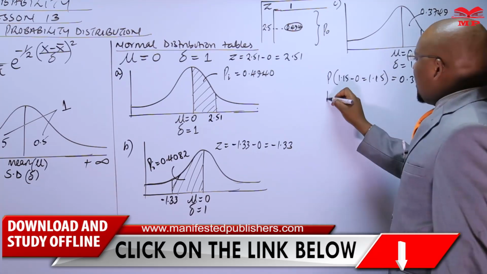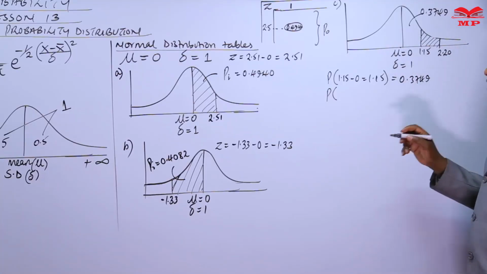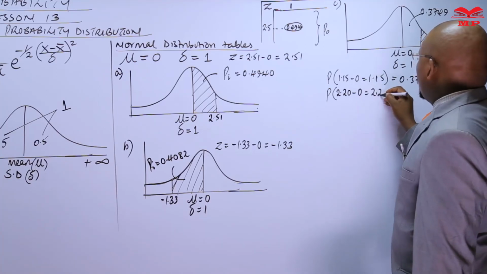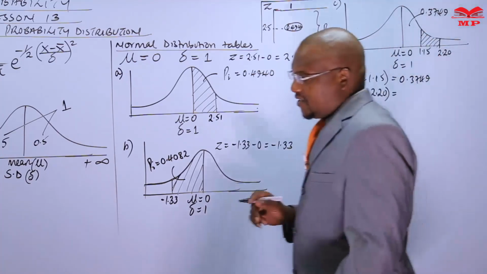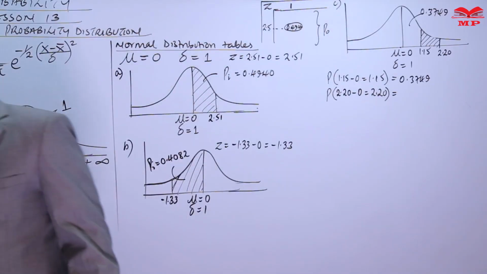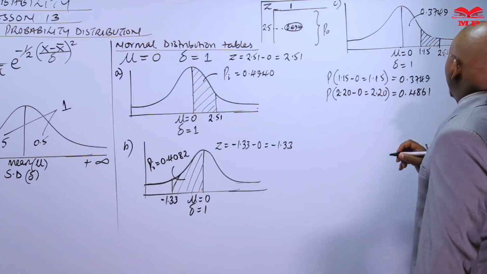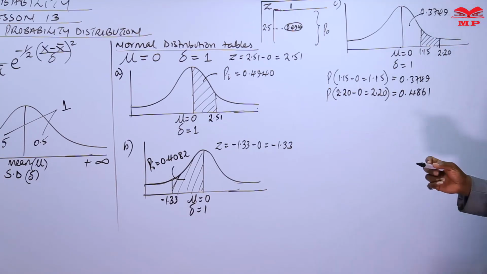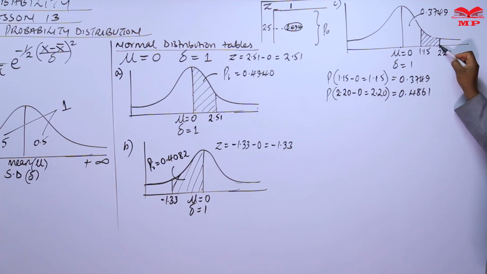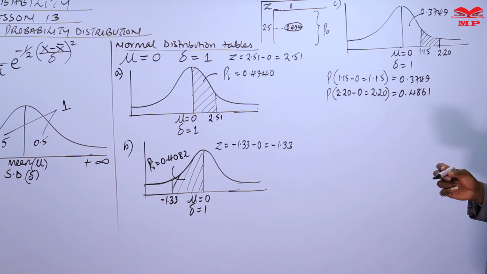0.3749. And then the other one, now we find the total area from the 0 or the mean to where the 2 point is. So this is going to be 2.20 minus 0. The area on this is 0.4861. So that means from the middle point, which is 0, up to 2.20 is 0.4861, while the area that we don't want is 0.3749.